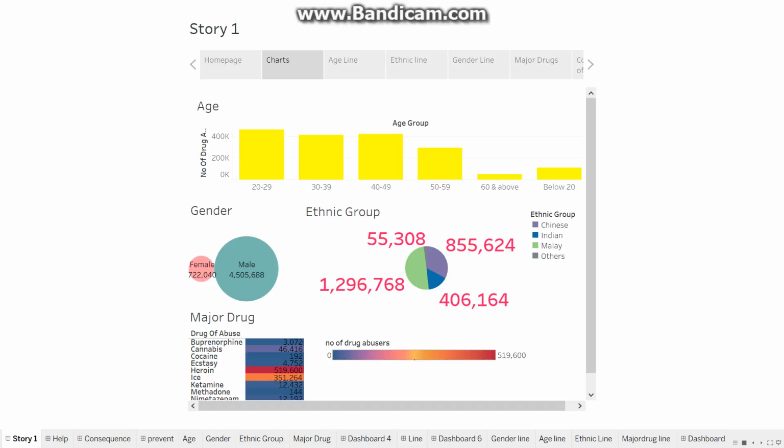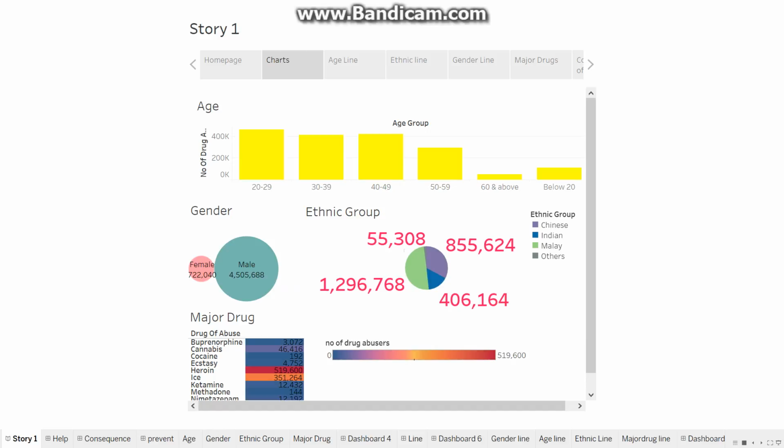Second, the second one will be the gender, and we can see that I've used the bubble chart, which consists of two charts, as there's only gender, which is male and female. So from here we can see that the male has a bigger bubble, which has a figure of 4.5 million, which means that 4.5 million of the total number of drug abuse are male, and there are 722,000 of drug abuse that are female.